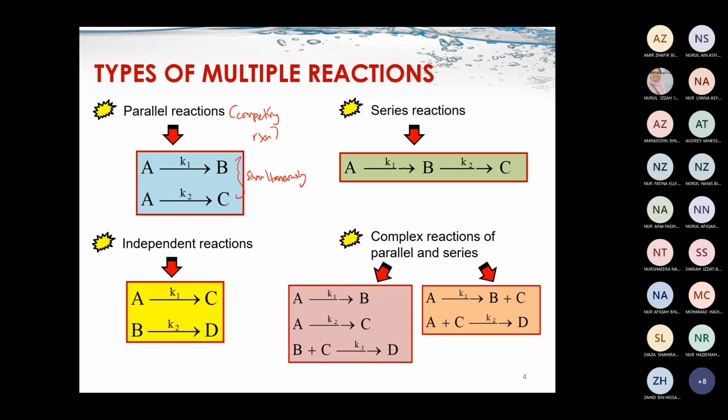And then we have series reactions, where the reactions occur in series. We have A to B and then B to C. Usually B would be the desired product.